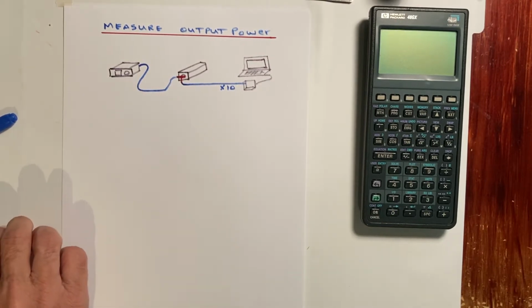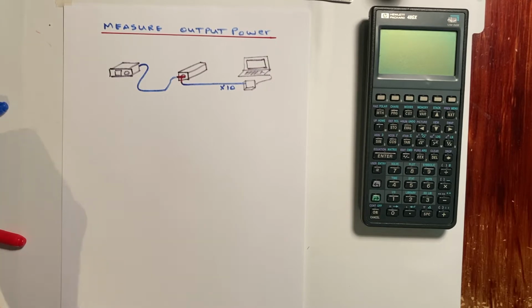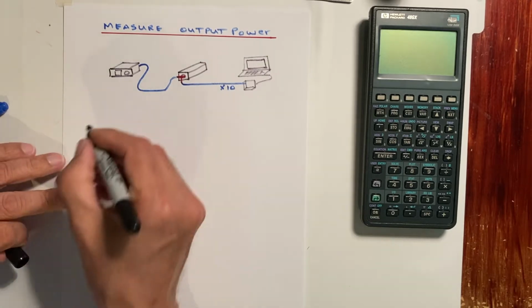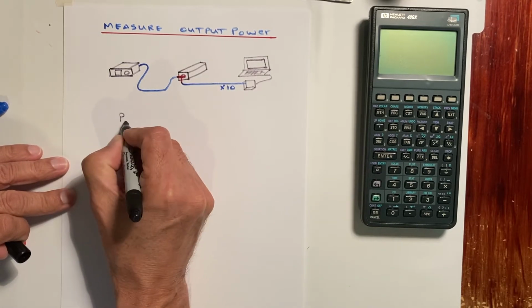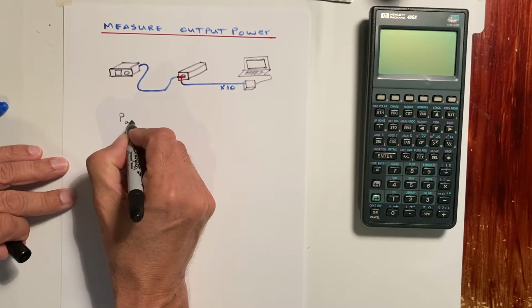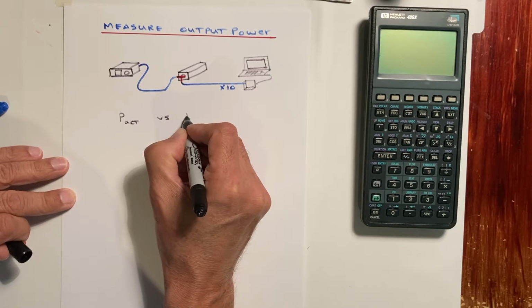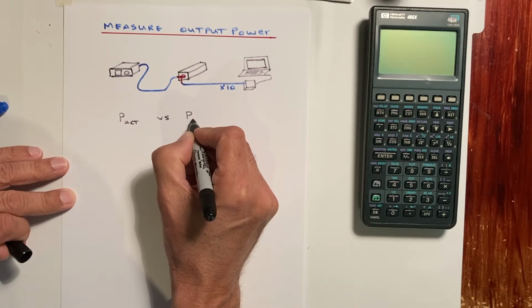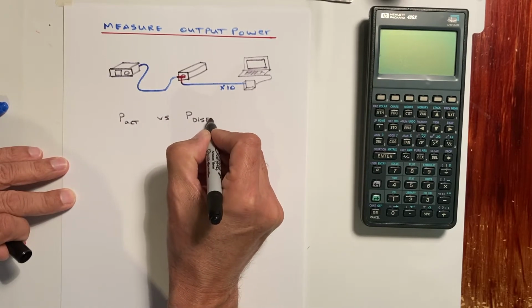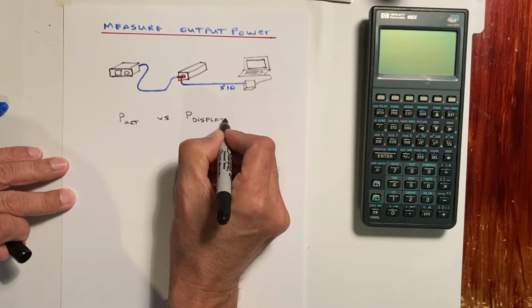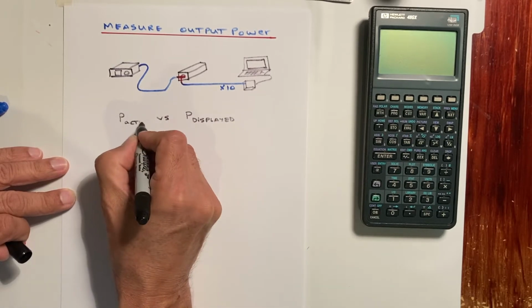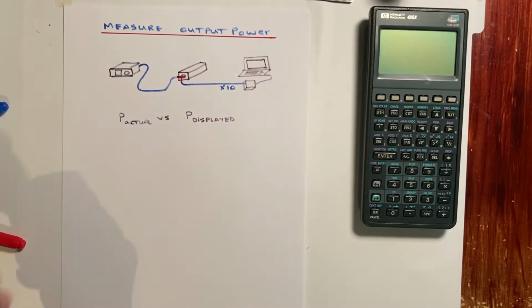And then we're going to measure and compare our power actual, or measured, versus our power displayed in the G90.